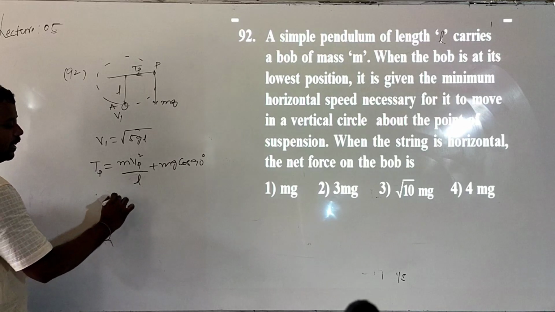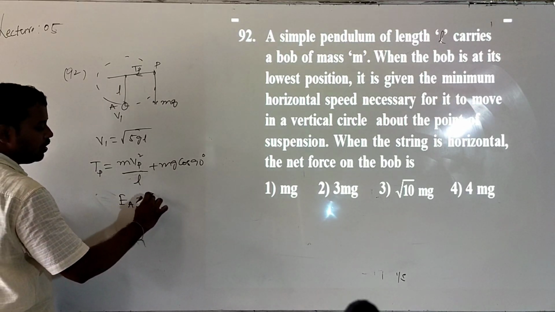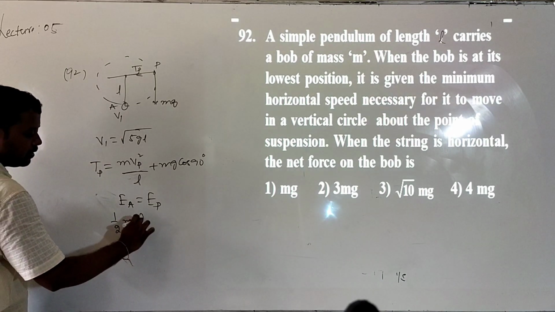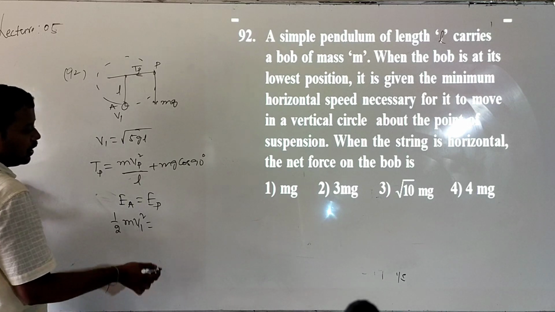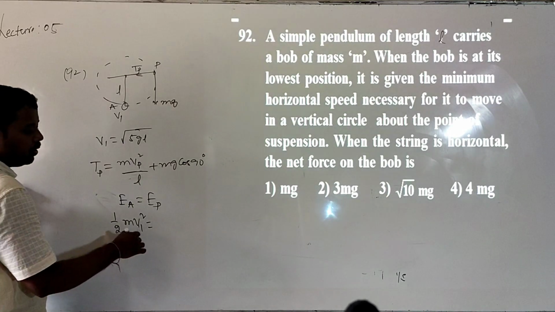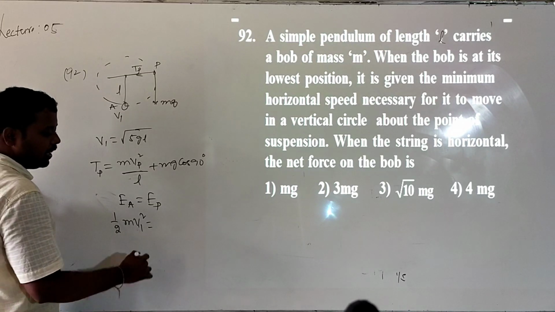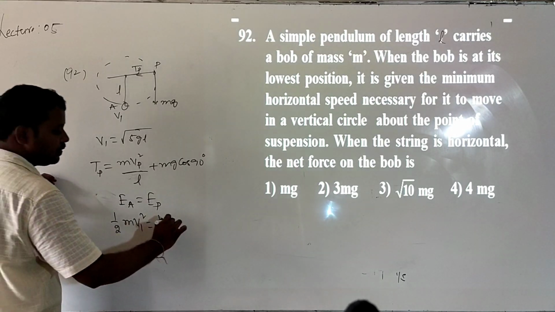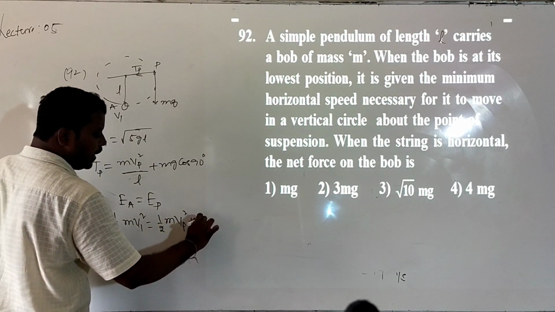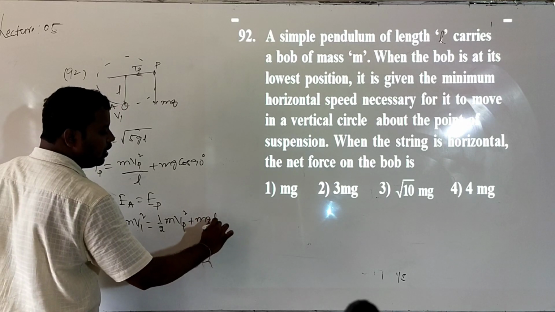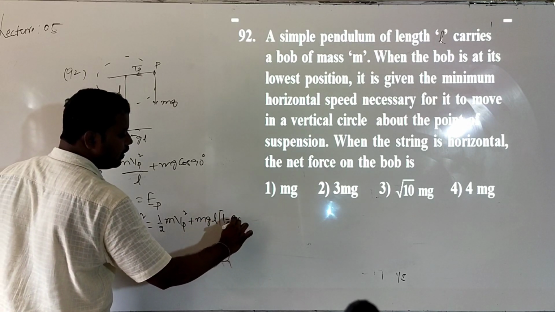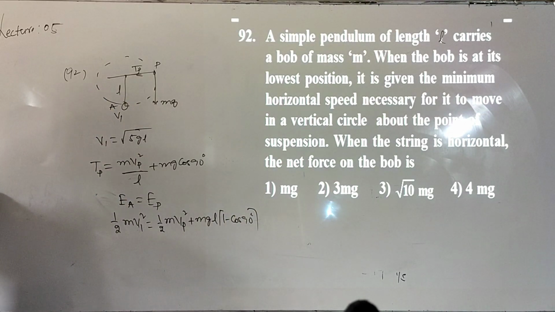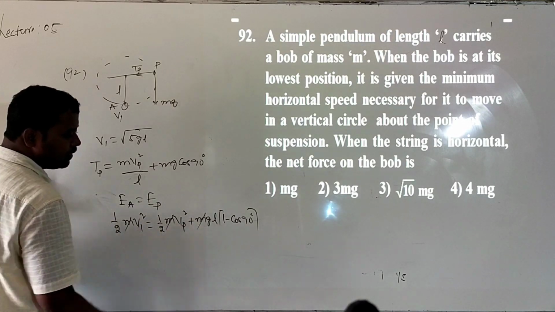To calculate Vp, again apply the law of conservation of energy. Ea is equal to Ep. From this, 1 by 2 m V1 square is equal to 1 by 2 m Vp square plus m g h at P. The h value is L into (1 minus cos theta), and theta is 90, so cos 90 is 0. Is it okay now? Then in all the terms m cancels.